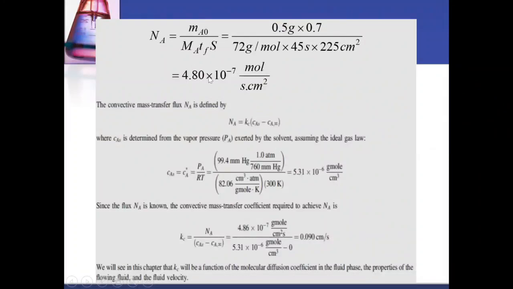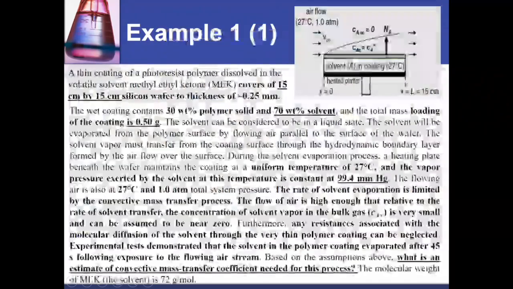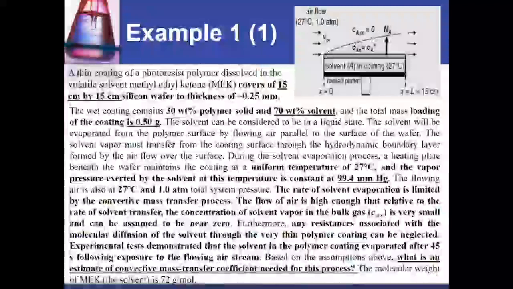Then you get the flux. The flux will be 4.8 times 10 to the minus 7 mole per second per centimeter square. And you know that the flux is also equal Kc times Cas minus C infinity, because here, according to the assumption, the flux is just by convection.